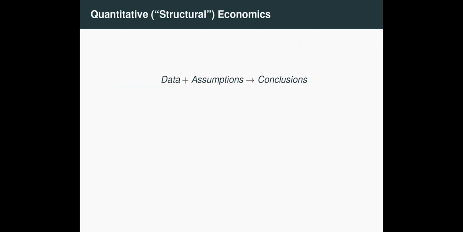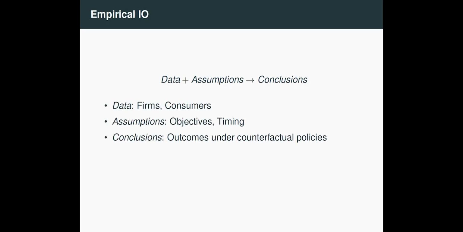To frame that discussion, I want to go back to one way of thinking about quantitative, or sometimes you call it structural economics, in the spirit of the Cowles Commission, which is we have a recipe: we have data, and we have economic assumptions, and we turn those things into useful conclusions for making decisions. And in I/O, the data are often about things like firms and consumers. And the assumptions might be about their goals and the timing of moves in a game. And the conclusions might be things like what would happen under counterfactual policies we are interested in evaluating.